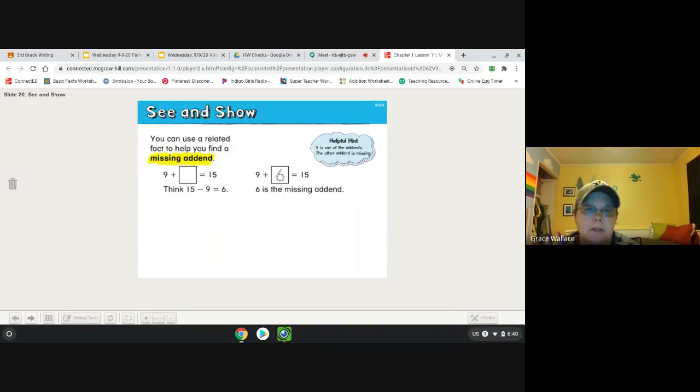All right. So we say you can use, I was looking at C show. You can use a related fact to help you find a missing add-in. That missing add-in is a vocabulary word. Yesterday we talked about related fact. Today we're talking about missing add-in. Remember, 2 numbers, 2 digits that we add together are called add-ins. So if one's not there, it's missing, which makes it a missing add-in.